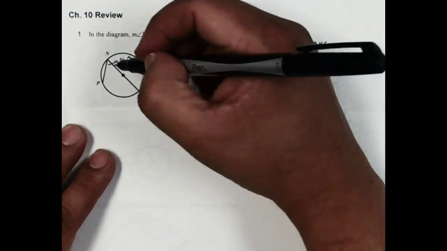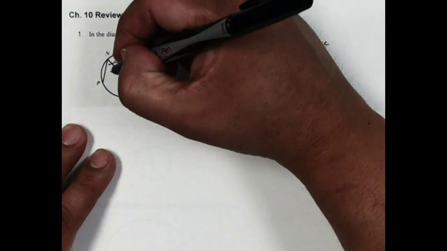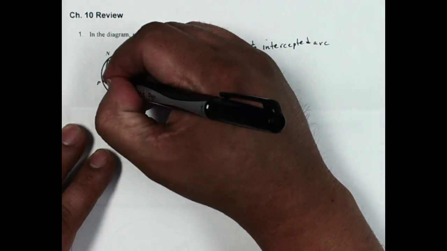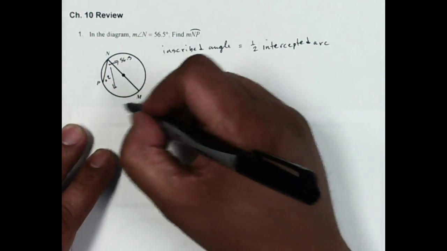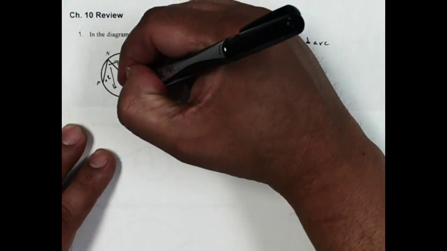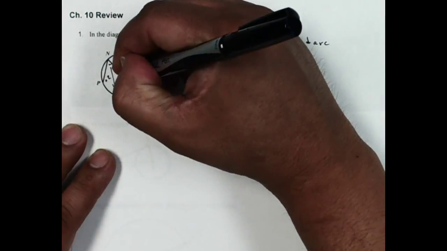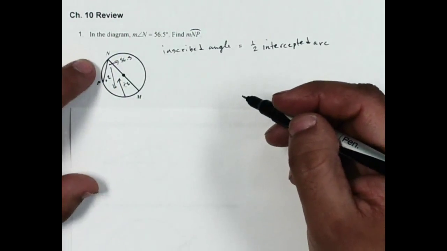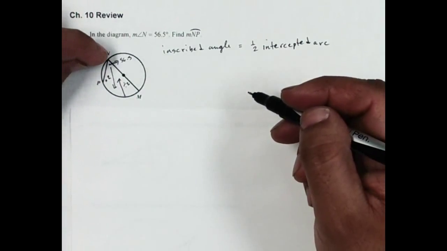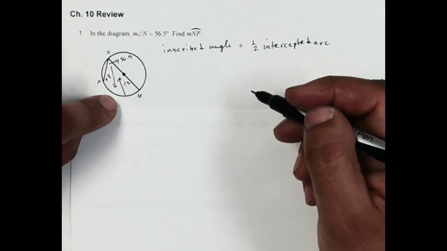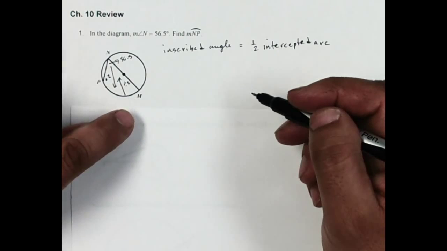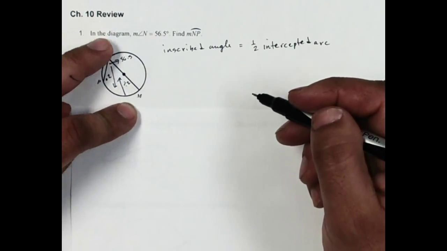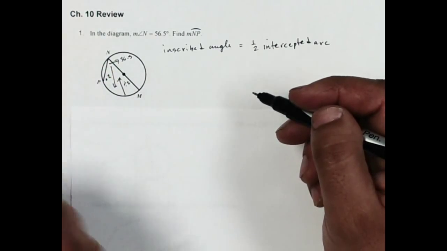Okay, so since I know the angle, what I want to do is multiply by 2 to get the arc. If you're going the other way, if I give you the arc and you want the angle, you're going to divide by 2. So if I give you the angle and you want the arc, you multiply by 2. If I give you the arc and you want the angle, you divide by 2.